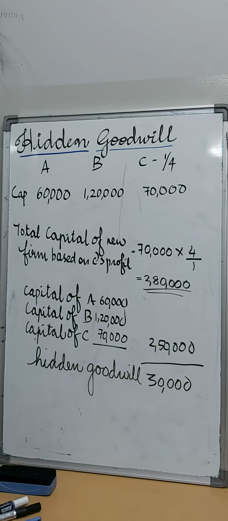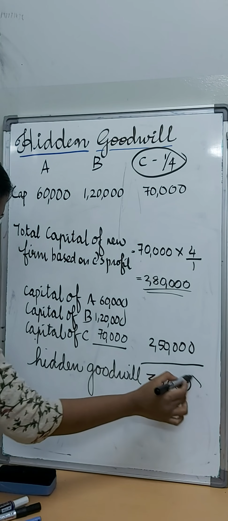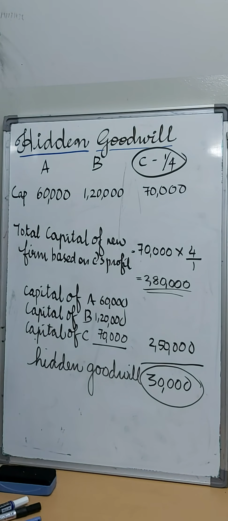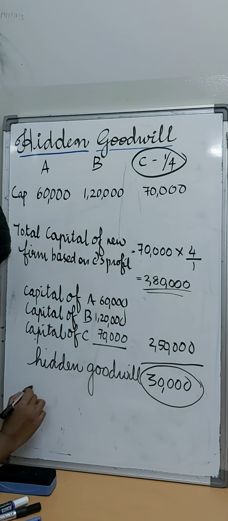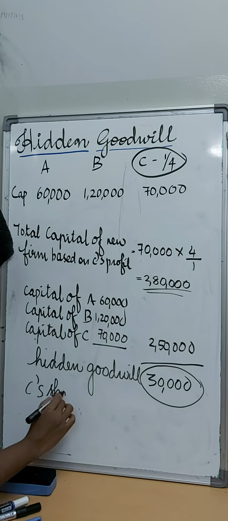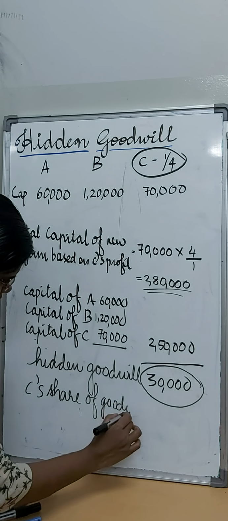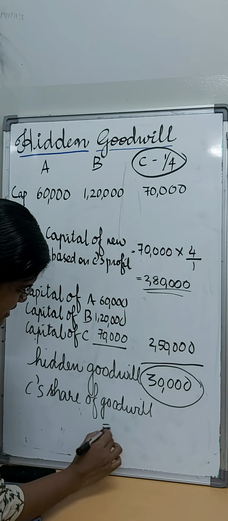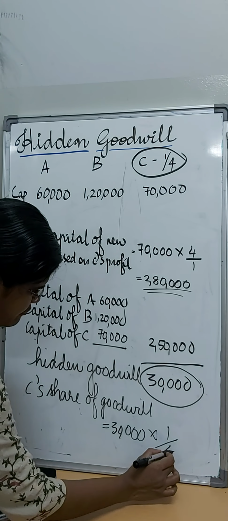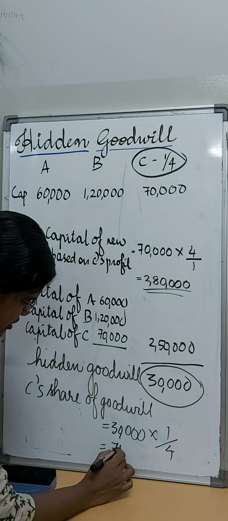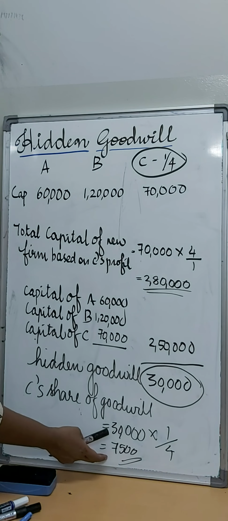Now, C is admitted for 1/4th share of profit. We got the total value of goodwill: the total firm's goodwill is 30,000. Now we need to find out C's share of goodwill. C's share of goodwill is 30,000 into 1/4th, that comes to 7,500. 7,500 is C's share of goodwill.